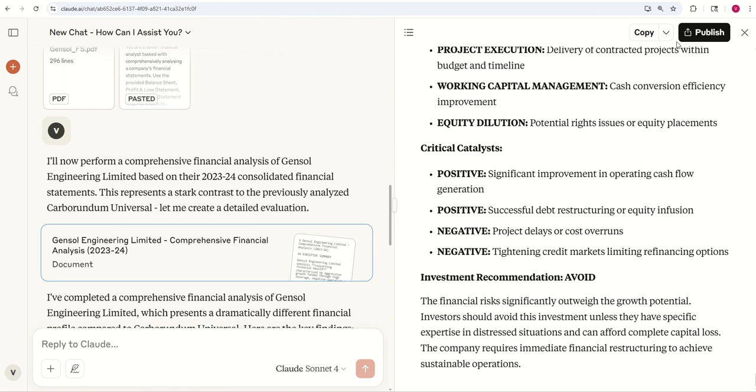So this also you can download as a PDF. Here you can see the last one, investment recommendation: avoid, and what is the reasoning. So you can download it as a PDF and analyze.